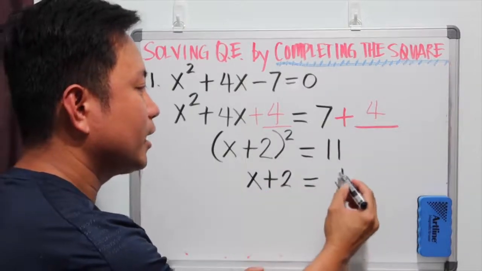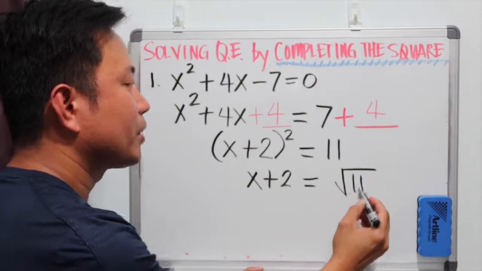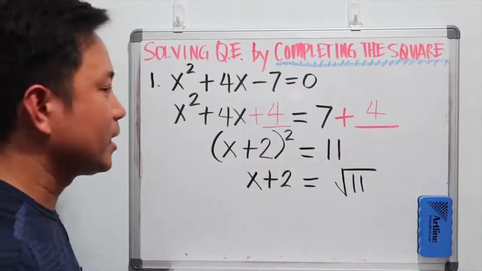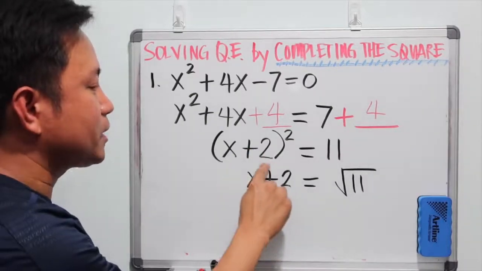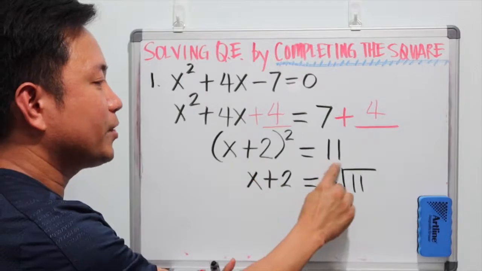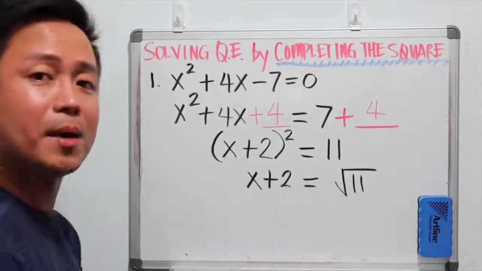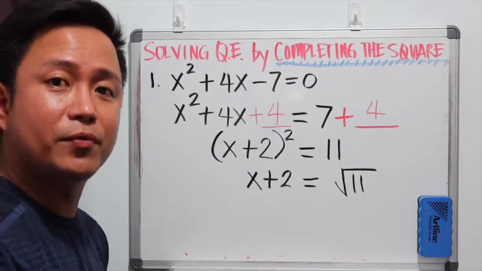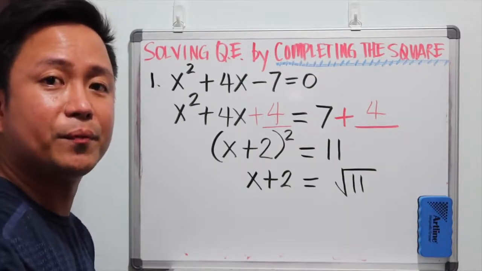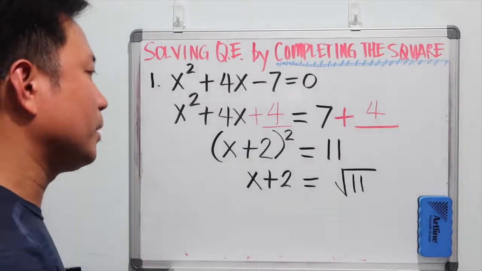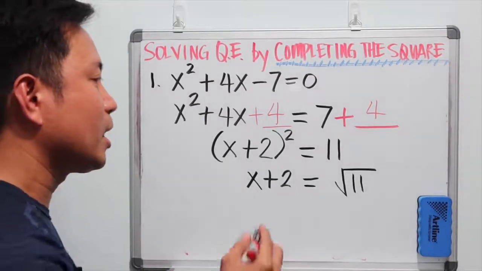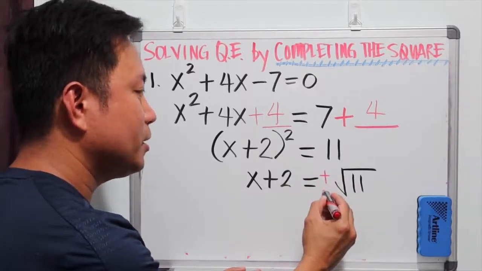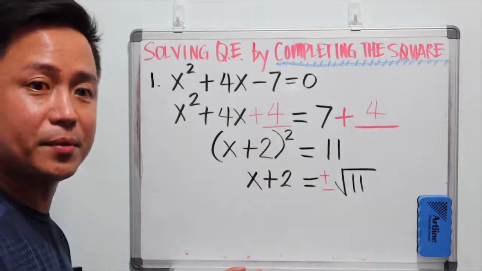Now, if you're going to get the square root of both sides, this means this can be positive or negative. So for example, if we have x squared is equal to 25, then x can be positive 5 or x can be negative 5. So the same reasoning for this problem, if we get the square root of both sides, we now have x plus 2 is equal to positive root 11 or negative root 11.